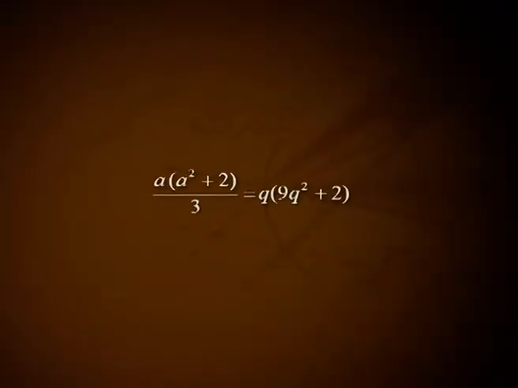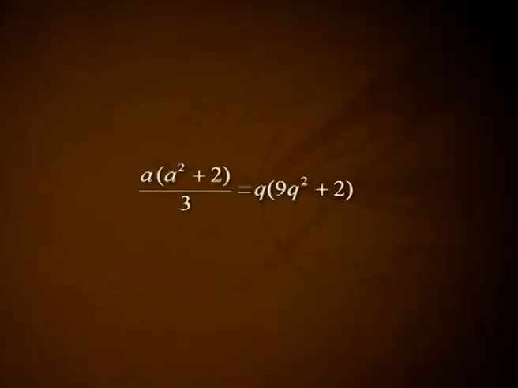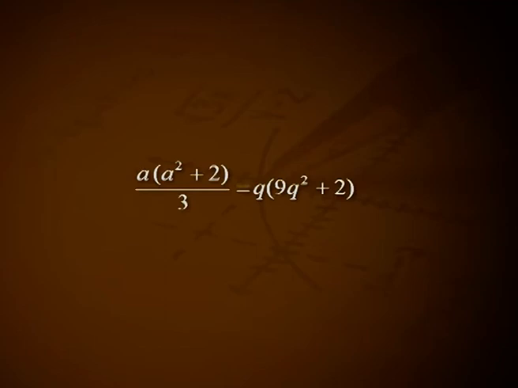Example 4. Show that the expression a(a² + 2)/3 is an integer for all a ≥ 1. Solution. According to the division algorithm, taking b = 3, every a is of the form 3q, 3q + 1 or 3q + 2. Case 1. If a is of the form 3q, then a(a² + 2)/3 = q(9q² + 2), which clearly is an integer.